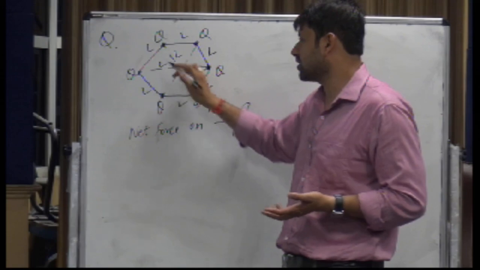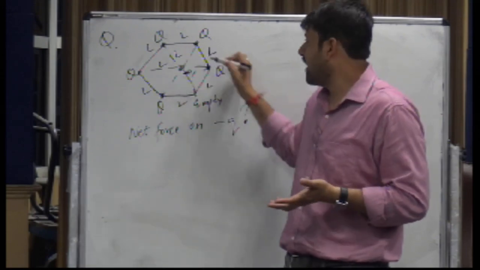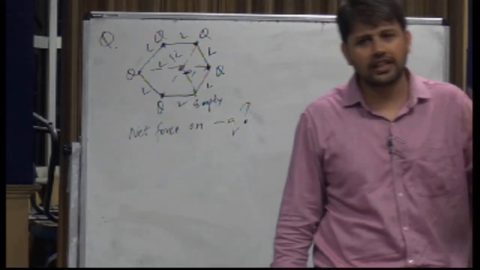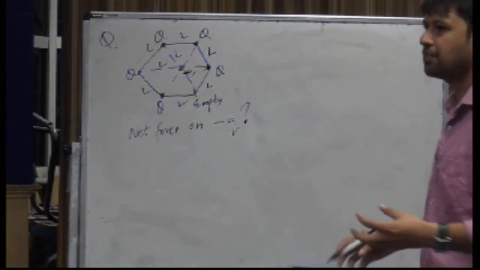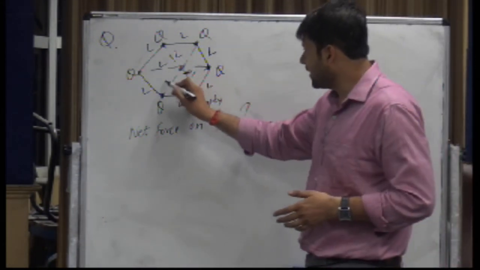It's a regular hexagon, as I said. The figure may not suggest it, but it's a regular hexagon. And a regular hexagon is nothing but six equilateral triangles placed together. So every inner side would be L as well.